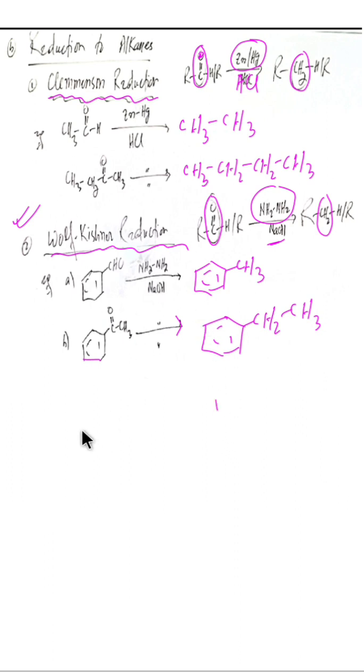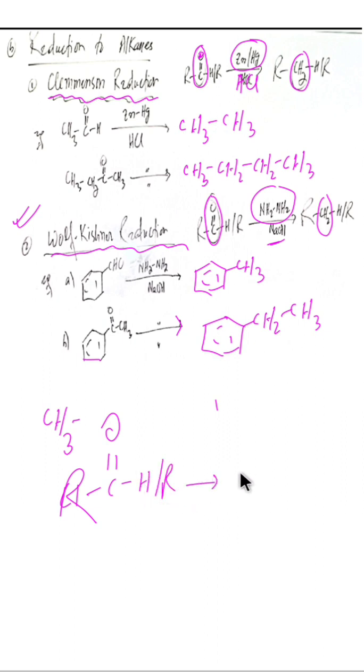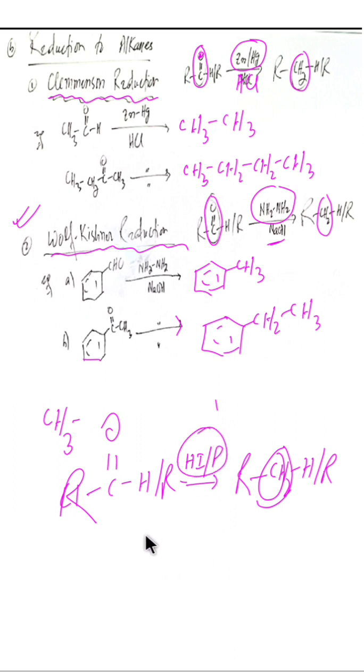Okay, these changes can be, let me write, this is generally R C double bond O, with R, H or R, reduced to this alkane, right? So this change can be performed by taking hydrogen iodide in presence of red phosphorus, also called HIP. Okay, HIP, hydrogen iodide in presence of red phosphorus.